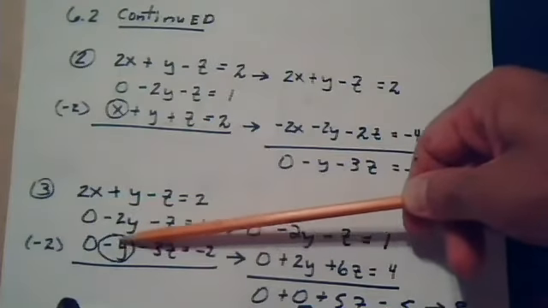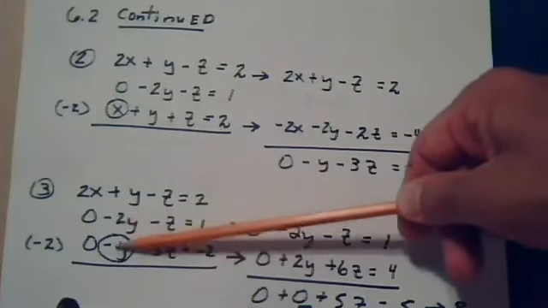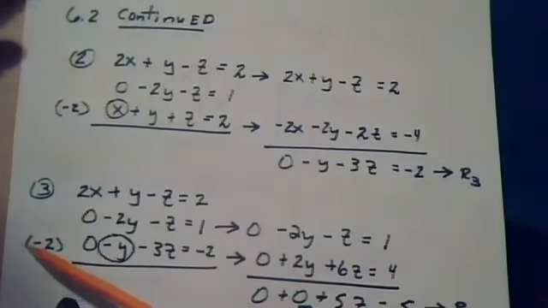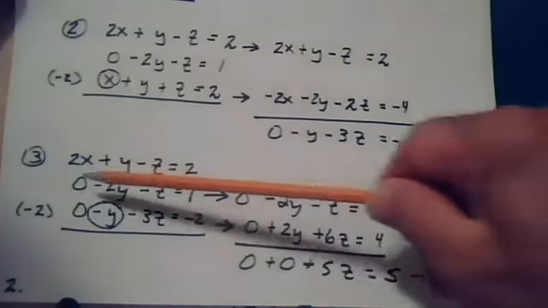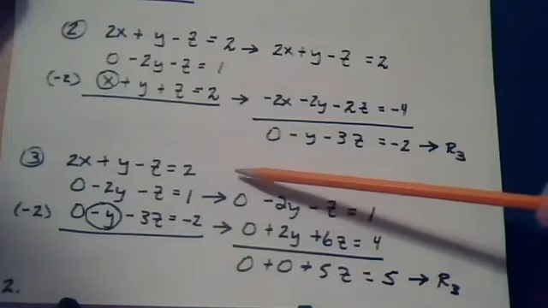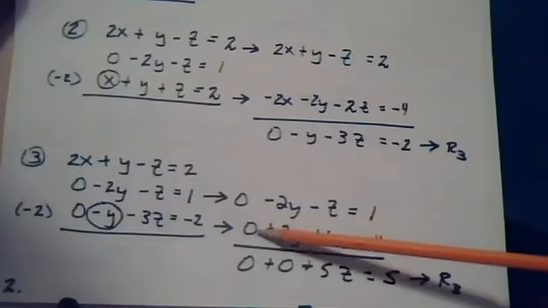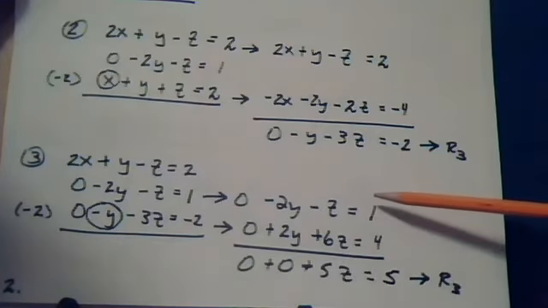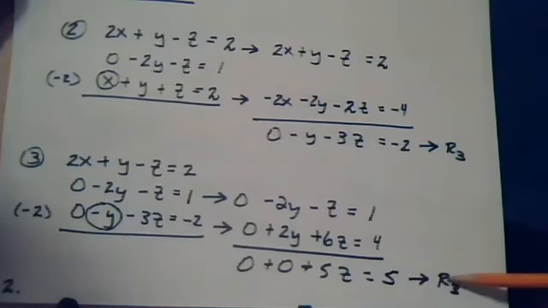Now we need a 0 right here. If I could make this one look like a +2, I could add these two and end up with the 0 that I need. So I multiply the whole row 3 by -2. And this is the product. Row 2, you just slide it over, and now they're going to be interacting column by column. 0 plus 0, 0. -2y plus 2y, 0. -z plus 6z, 5z. 1 plus 4, 5.